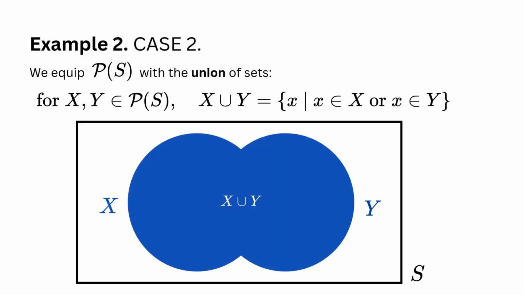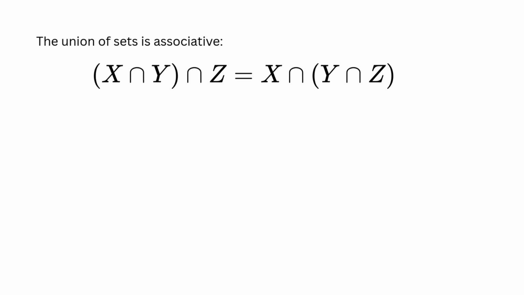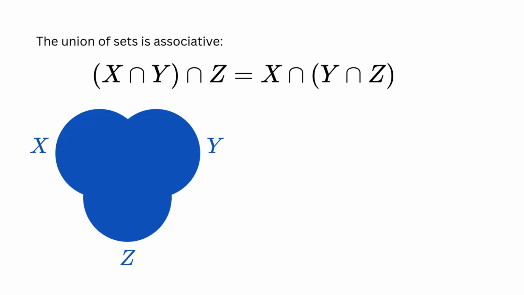Case 2. We equip the power set with the union of two sets. This operation is shown graphically in the figure. The colored area is the union of the two sets. The operation is automatically commutative since the two sets enter in a symmetric way in the definition of the operation. It's also associative, which can be checked easily diagrammatically.